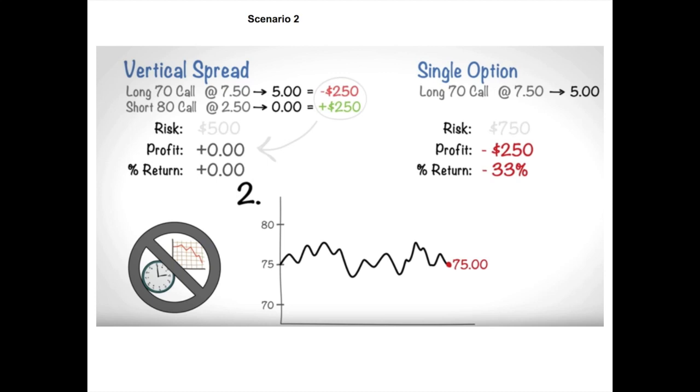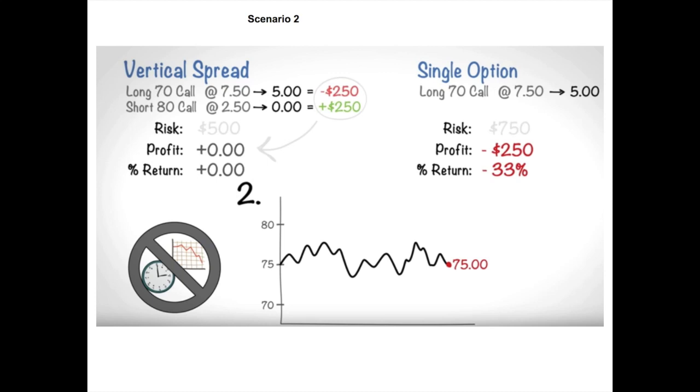So now let's say that the stock didn't go up or down, it just traded sideways. Now on your vertical spread, your short 80 call will result in a profit because it stayed under $80. So you will get $2.50 from that times 100, which is $250. Now your long 70 call, which you purchased for $7.50, is now only worth $5.